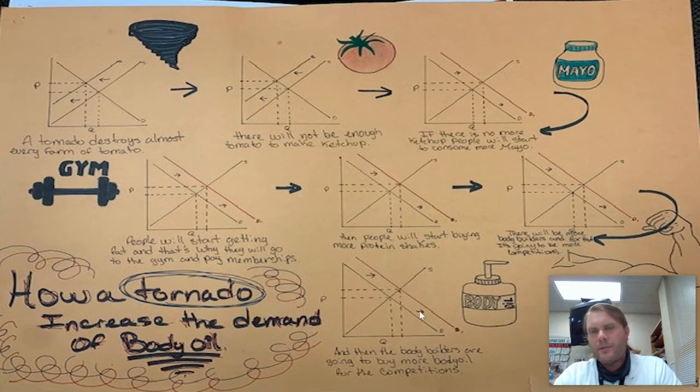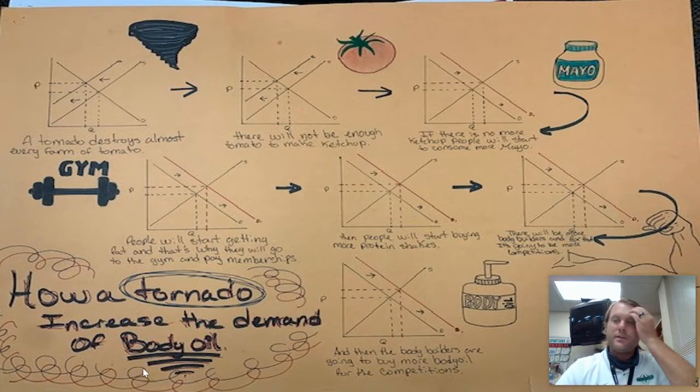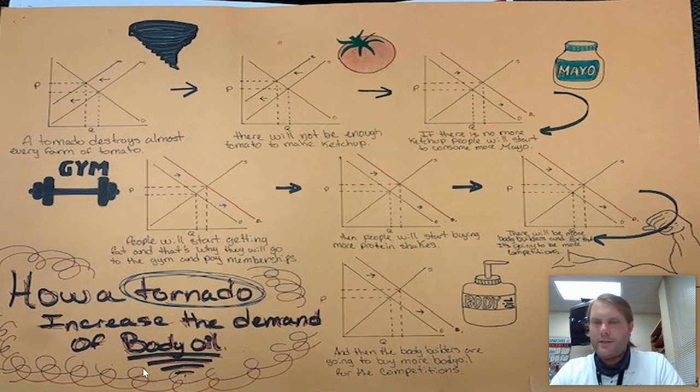And at bodybuilding competitions, they use body oil. And he finishes out with, there's an increase in demand for body oil. So notice he has a title in here too. He says, how does a tornado increase the demand for body oil? So the title is going to be the last thing that you do, simply because you don't know where your 7th graph is going to take you yet.